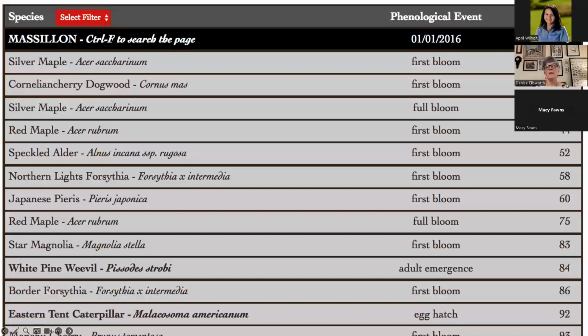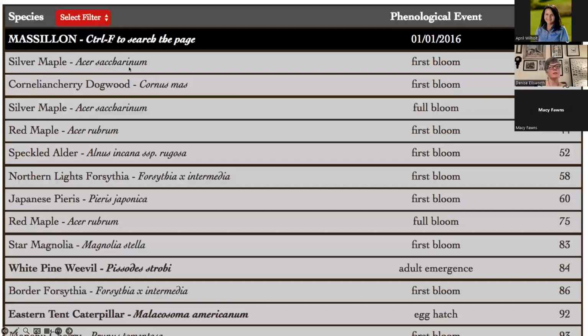So everything cancels out to 0 on January 1st. And then this sequence stays the same. We don't have to memorize these numbers. These are average degree days that are associated with this event. So for silver maple to come into first bloom, the average degree day is 34. That's going to hold true from year to year. Maybe next year it's 36 because it's an average. You're looking outside, it's 32, but it's pretty close to that 34.